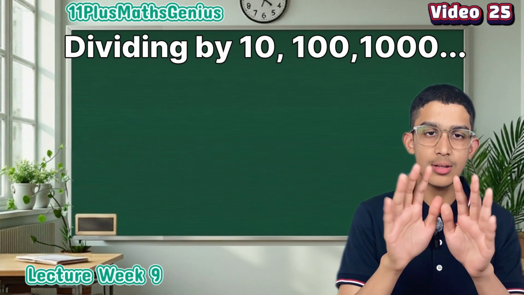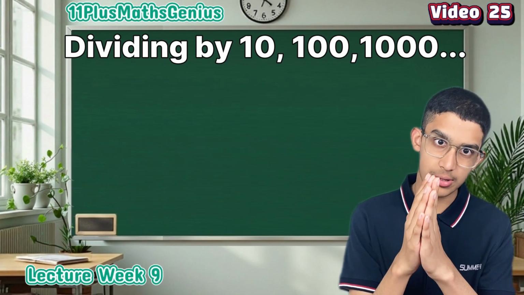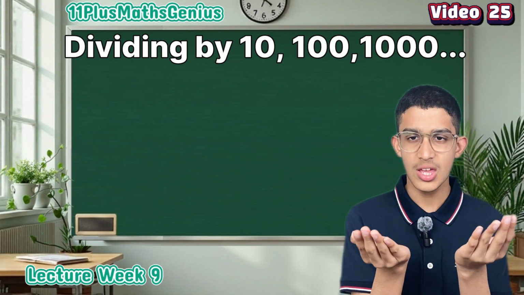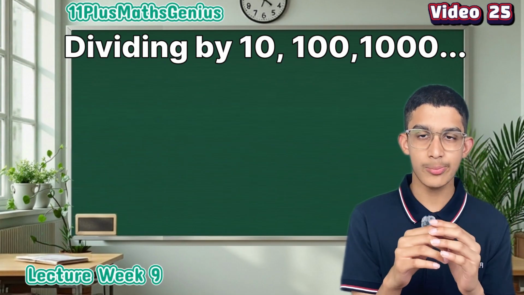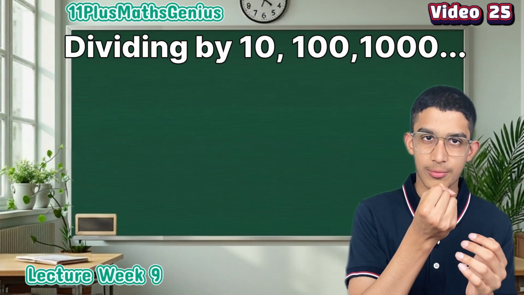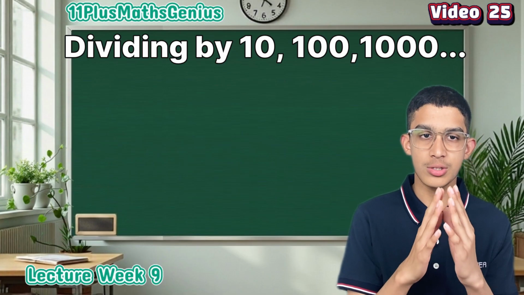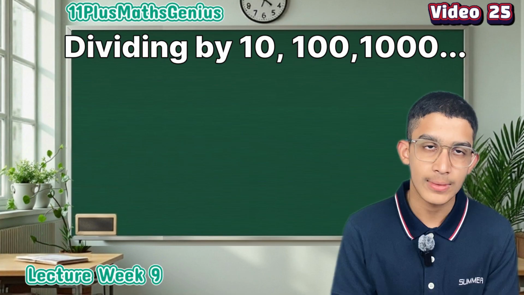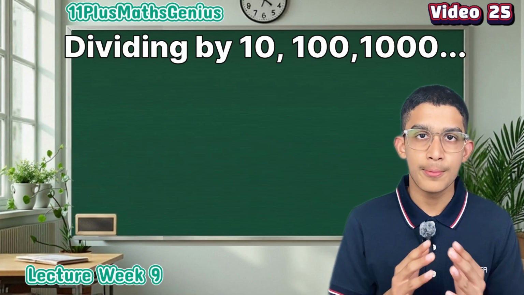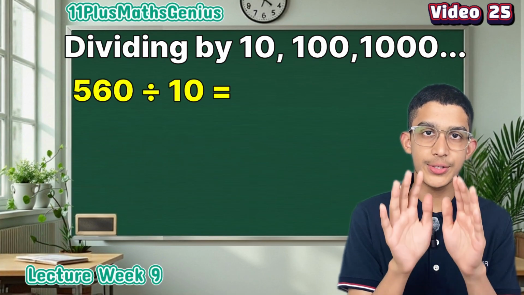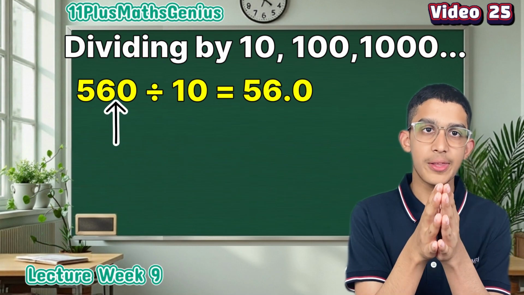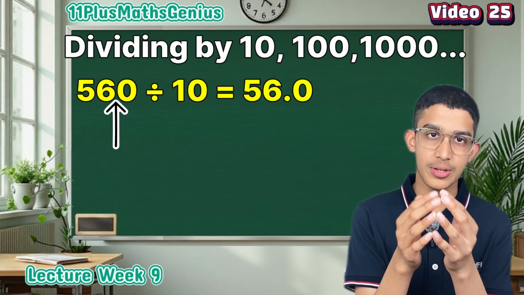Dividing by 10, 100, or 1000 is actually quite simple. If we divide by 10, we just bring a decimal point before the ones. If we divide by 100, we bring a decimal point before the tens. Example, 560 divided by 10 is 56.0, or just 56.